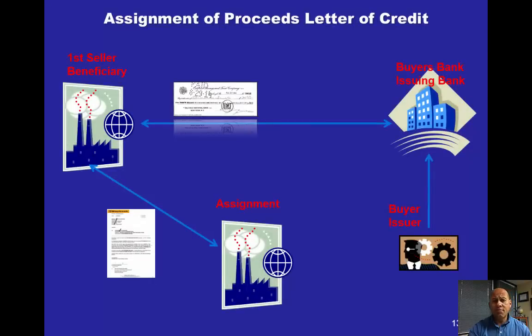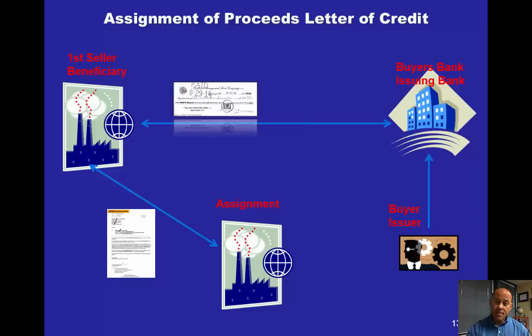And that's called an assignment of proceeds. With an assignment of proceeds, basically the beneficiary or the seller has the right to issue proceeds from their letter of credit to another party. The difference is that the party getting the assignment is not enjoying a bank guarantee. They're not part of the letter of credit. They basically get a letter from the seller's bank saying that they will get paid from the proceeds of a letter of credit.